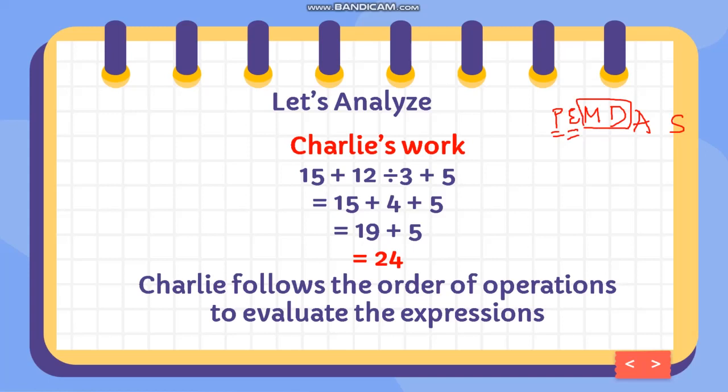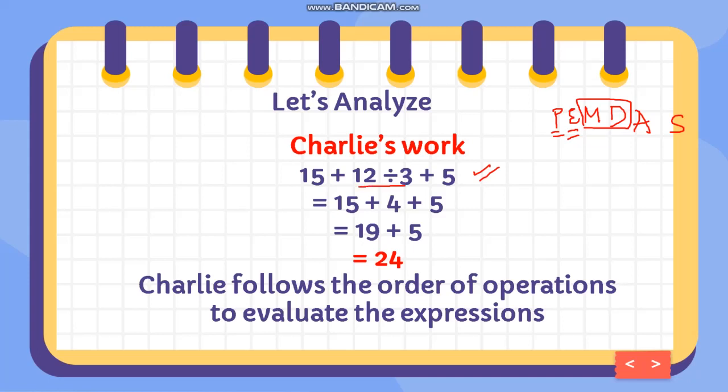So do we have multiplication and division from the given expression? We have, but we have only division. If there is a multiplication and division, always remember that you need to evaluate from left to right. If the multiplication comes first from left to right, you're going to multiply first before you divide. The same thing, if the division comes first from left to right, you need to divide first before multiplication. So in this case, we have only division.